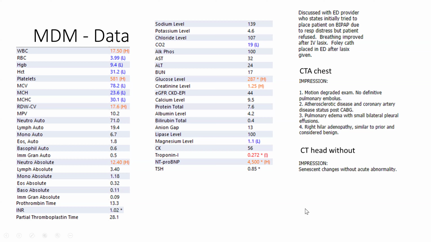I put it in the HPI and then it's out of the way, because I don't like it in my assessment and plan. That's where I usually put it, but it's too wordy. And you're not going to carry it forward. Right.